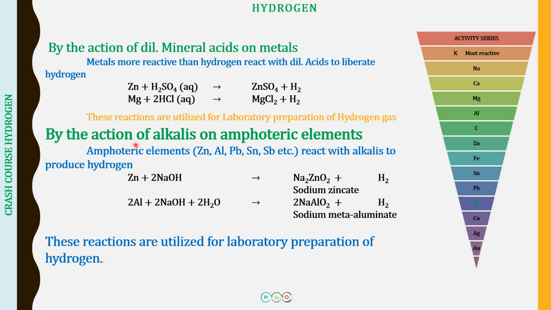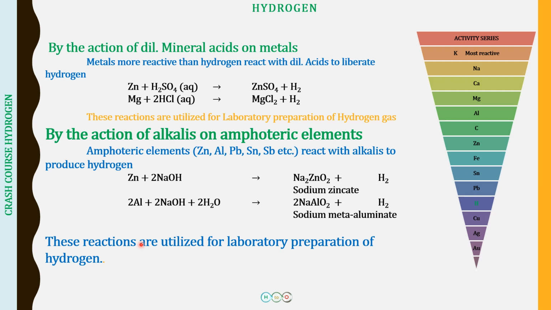Next we have the action of alkalis on the amphoteric elements. Amphoteric elements, for example, zinc, aluminium, lead, tin, antimony, etc., will react with alkalis to produce hydrogen. For example, zinc, you have seen the reaction with dilute acids. So zinc is an amphoteric element. This can react with an alkali also. So zinc plus NaOH will form sodium zincate plus hydrogen. Aluminium on reaction with NaOH aqueous solution will form sodium meta-aluminate and hydrogen. Again, these reactions are also used for the laboratory preparation of hydrogen.